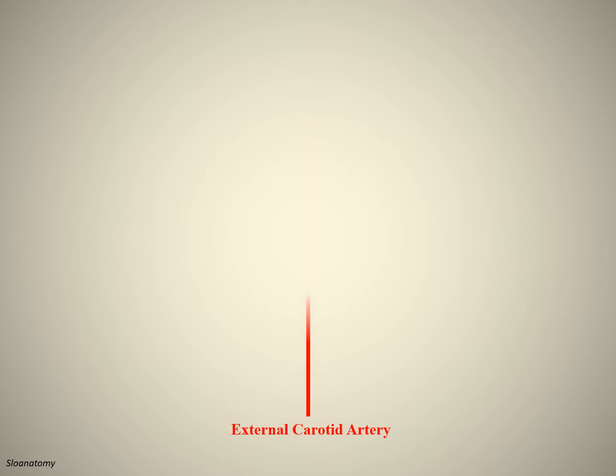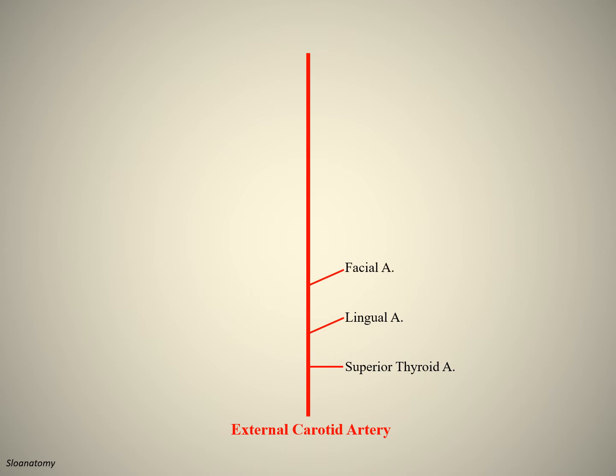Okay, the external carotid artery will ascend up the neck and branch anteriorly to the internal carotid artery, both coming from the common carotid artery. The most inferior branch off the external carotid artery is the superior thyroid artery. The next branch is the lingual artery, and then the facial artery.